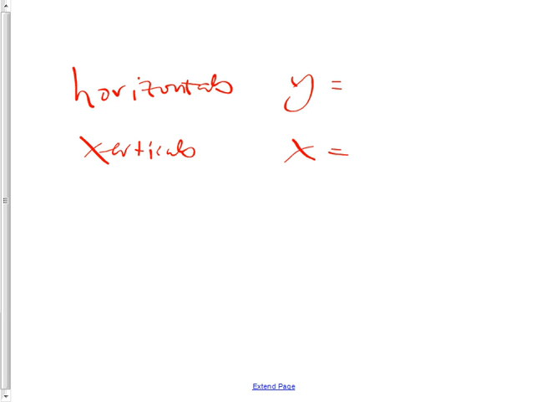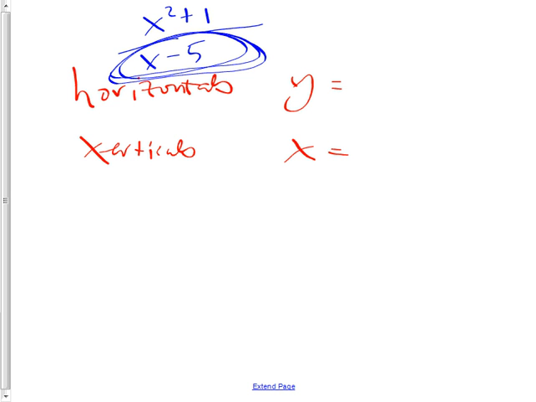Okay, and let's say that the problem looks like this. X squared plus 1 over x minus 5. What are the horizontals and what are the verticals? Horizontals are the Bob ones. Bob, bigger on bottom, bigger on top, same on both. Figure out what it is, make your horizontals. The verticals only come from the denominator. Remember, verticals only are from down here.